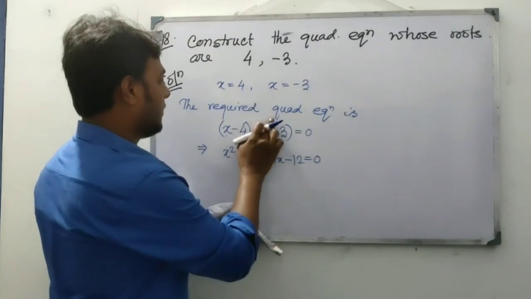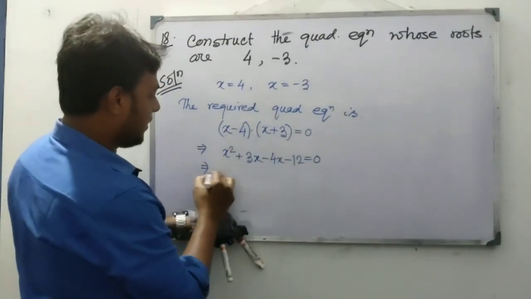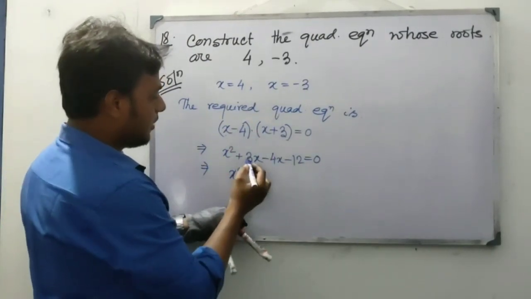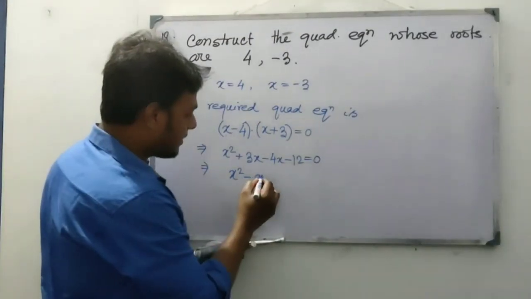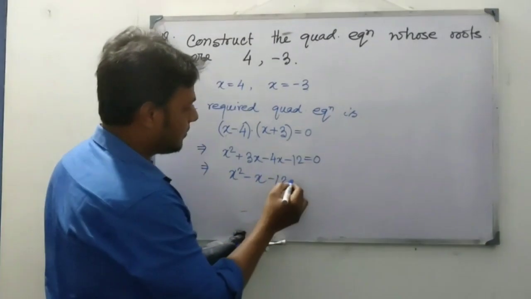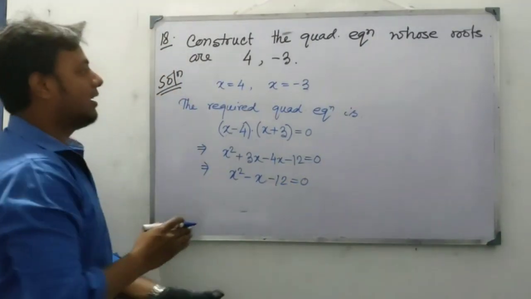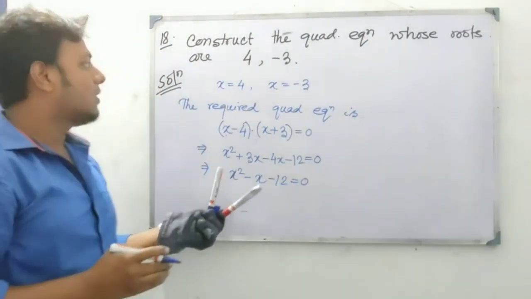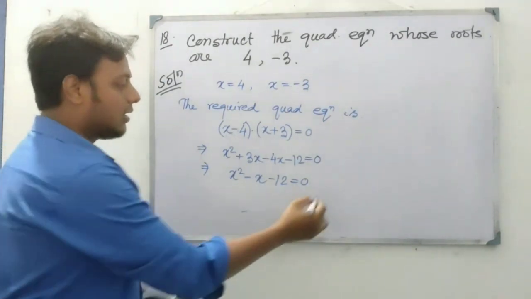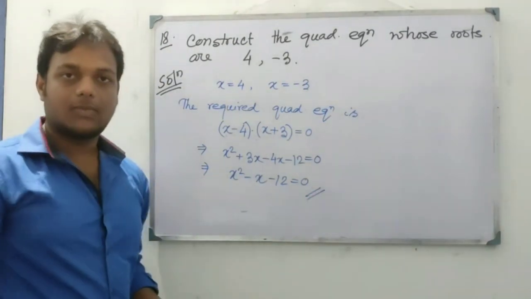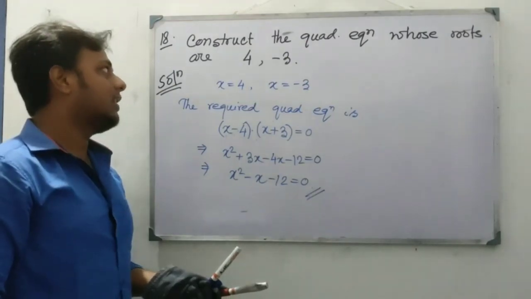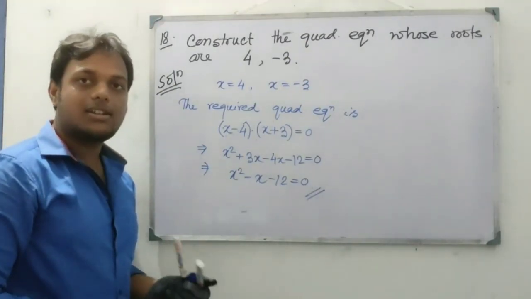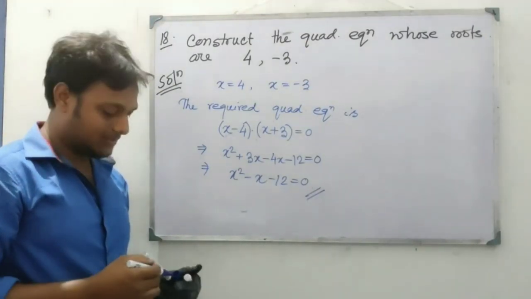Okay, next. So it is nothing but x square plus 3x minus x, that means minus x minus 12 equals 0. See, this is the quadratic equation, and according to the question you have to construct this quadratic equation. So this completes the solution. Understood? So if roots are given, then we can construct the quadratic equation.